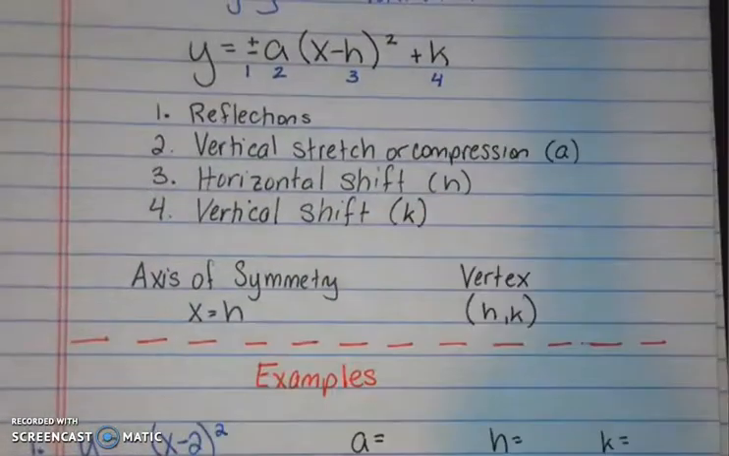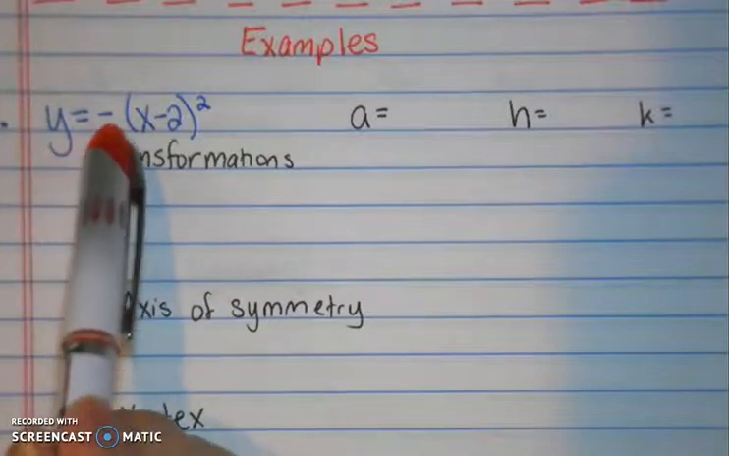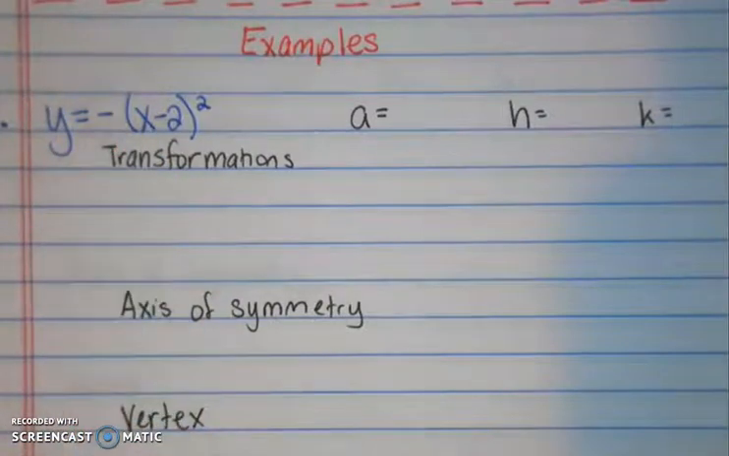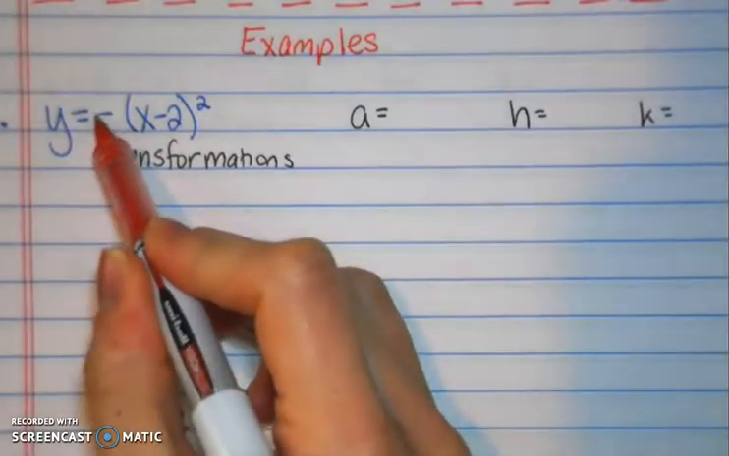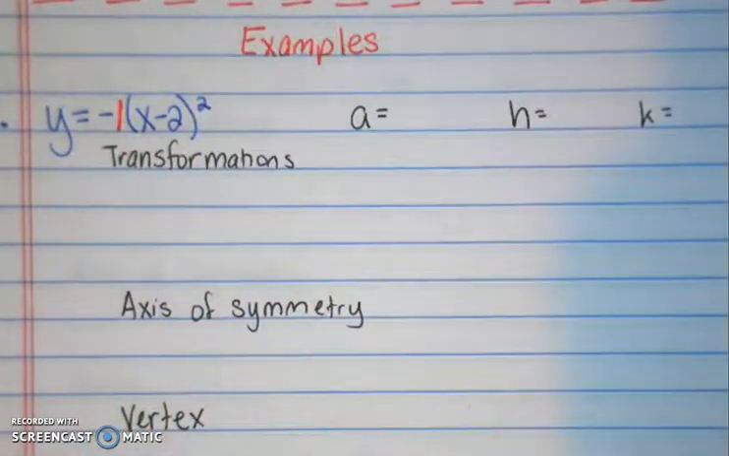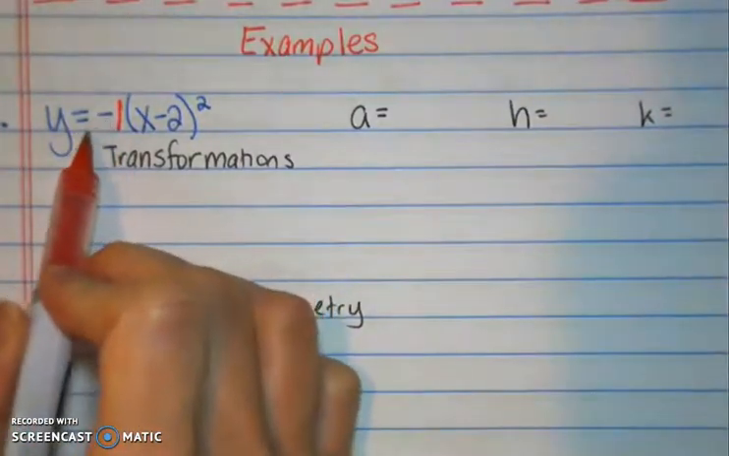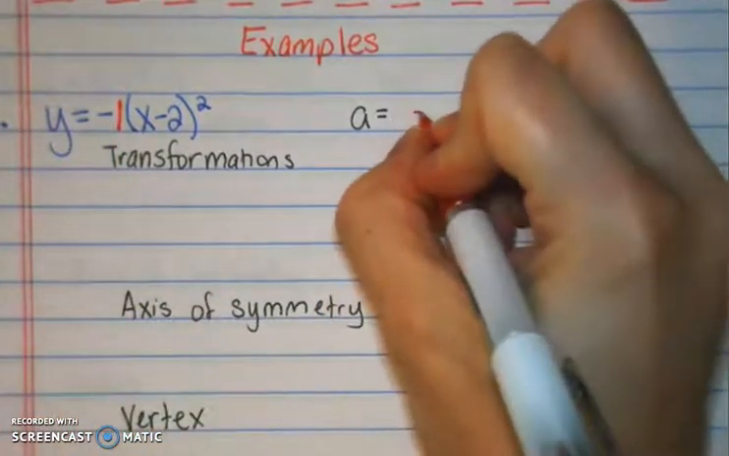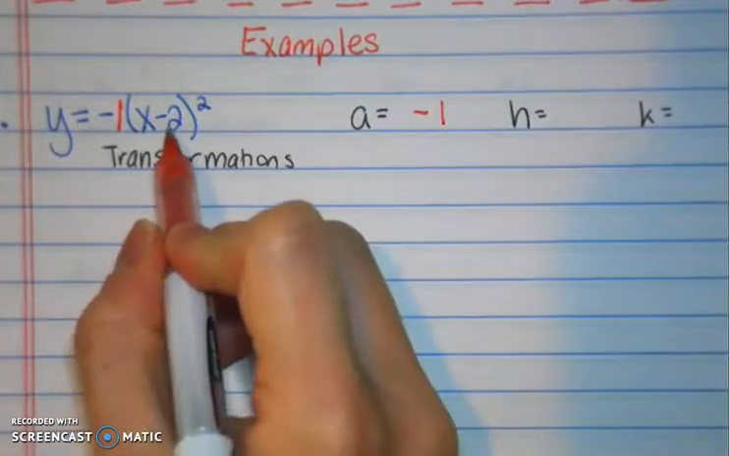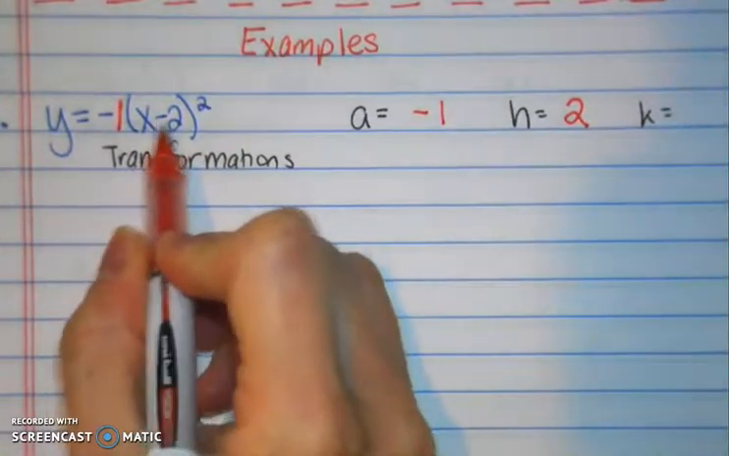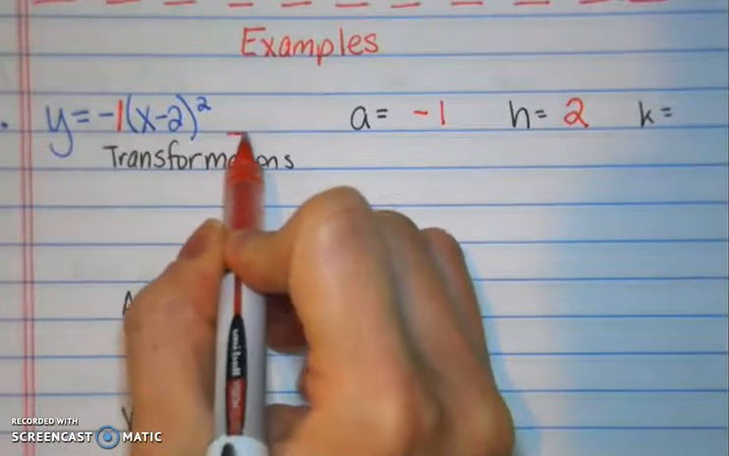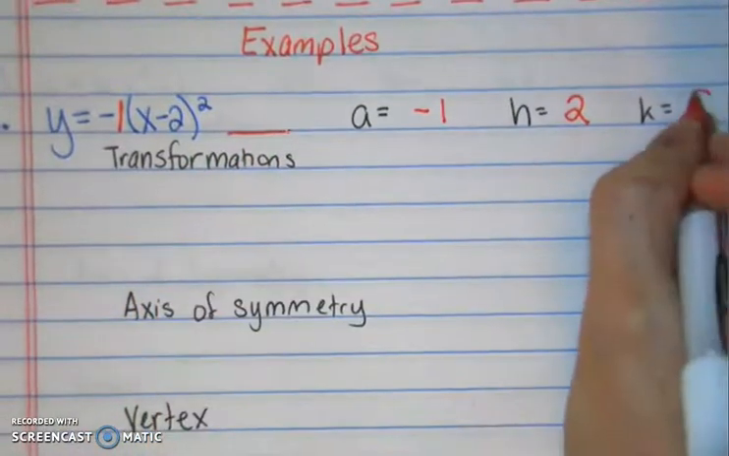So first, we have the equation y equals negative (x minus 2) squared. So we are going to first identify a, h, and k. In this case, the a is negative 1. And I know it's negative 1 because there's no coefficient written there, so I'm going to input a 1. So a is negative 1. h is positive 2. Remember, h follows the opposite sign. And then because there is nothing written here, k is 0.